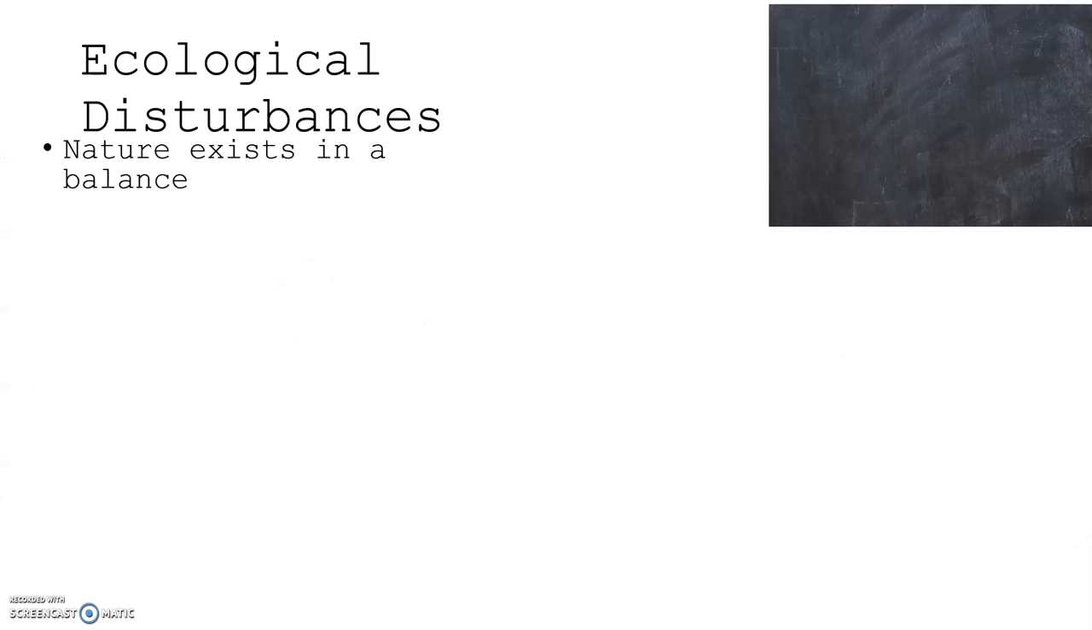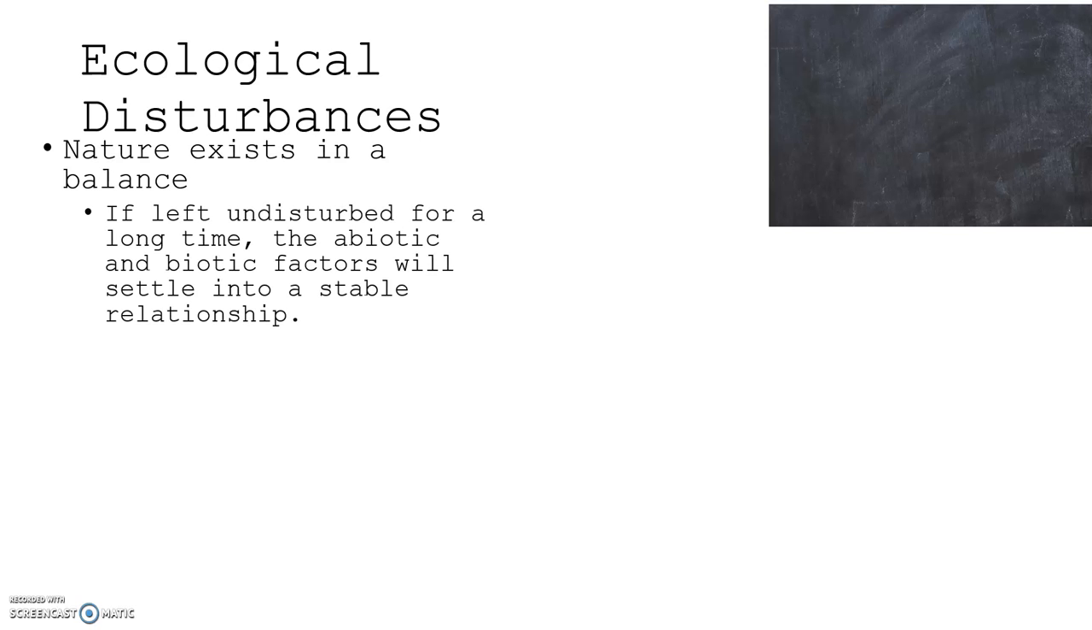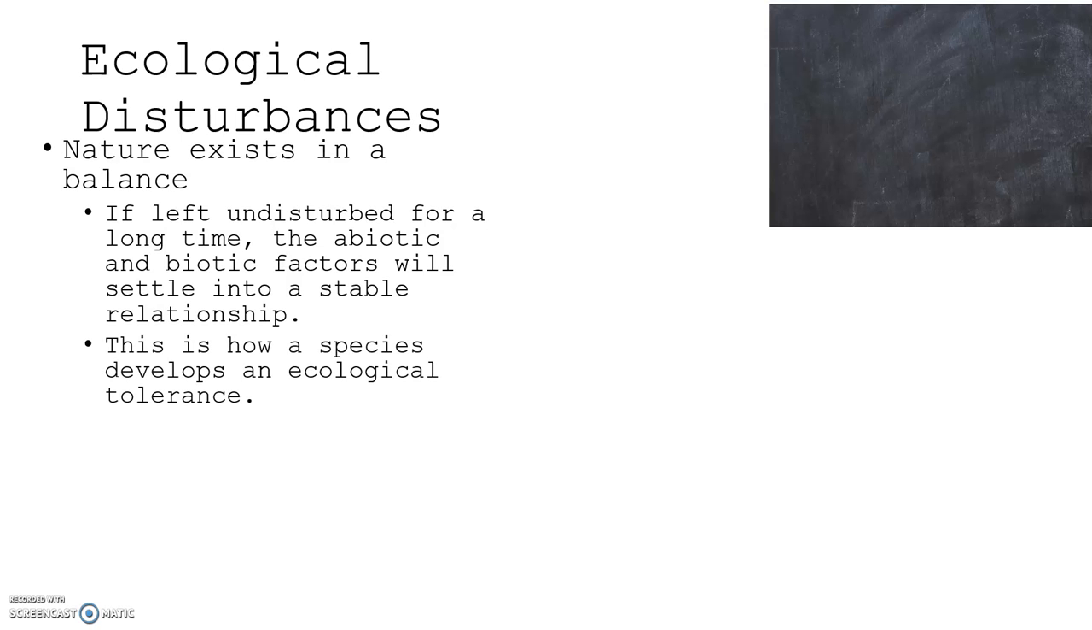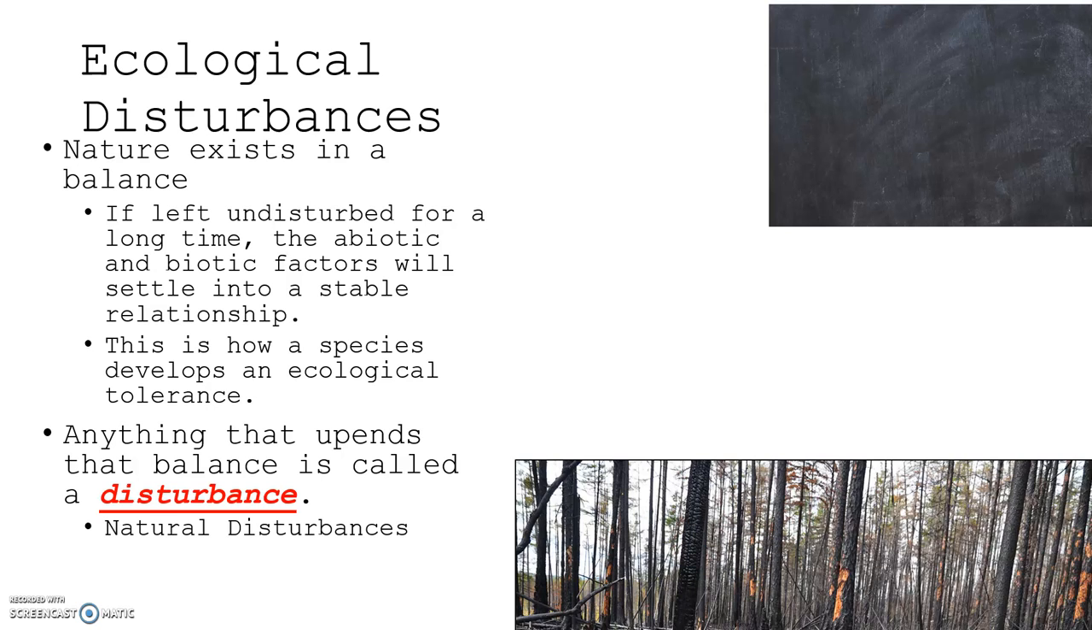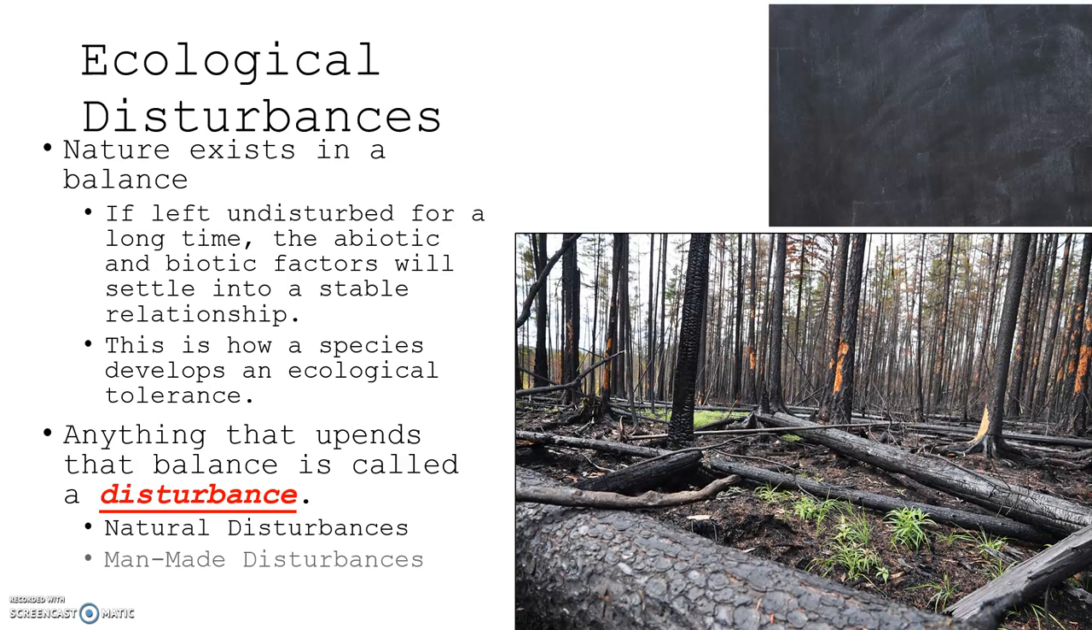In ecological disturbance, nature exists in a balance, and if left undisturbed, the abiotic and biotic, so the non-living and the living factors, will settle into a stable relationship. This is how a species develops an ecological tolerance, and anything that upsets that is called a disturbance. And there can be natural disturbances or man-made disturbances.